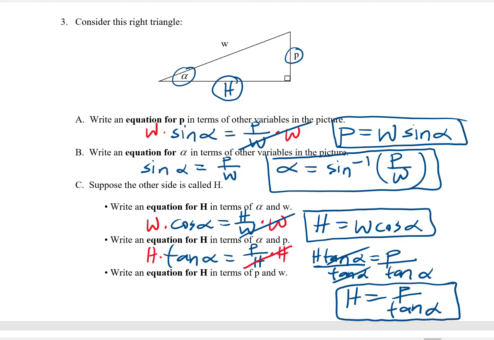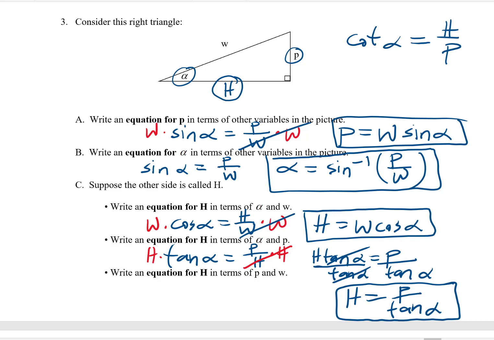I guess another thing I could have done there to avoid the fraction is work with the cotangent function instead. In other words, I could have said cotangent alpha is H over P instead of P over H, and then when I solved this for H, I would just get P cotangent alpha, and that would be just as good.